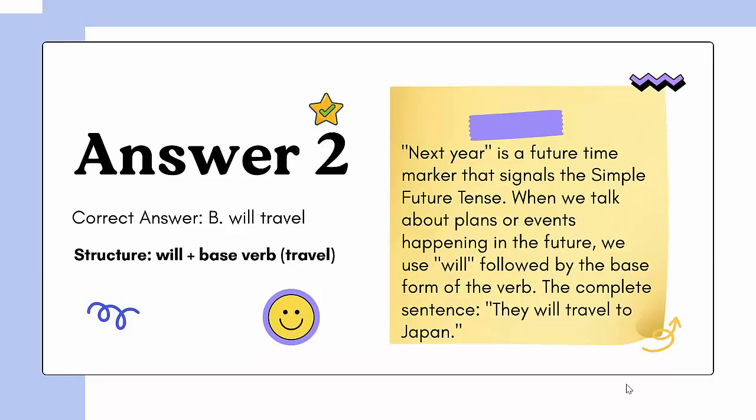The answer is B. Will travel. Structure: will plus base verb or travel. Explanation: next year is a future time marker that signals the simple future tense. When you talk about plans or events happening in the future, we use will followed by the base form of the verb. The complete sentence: they will travel to Japan.